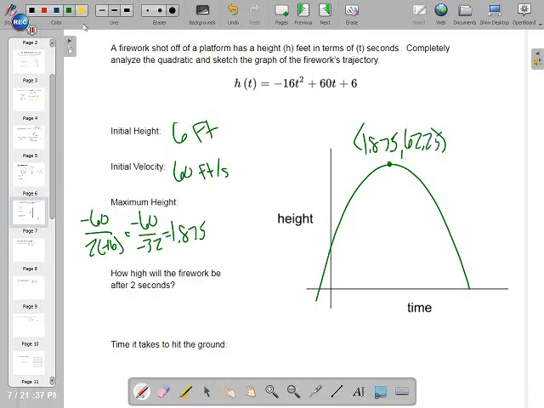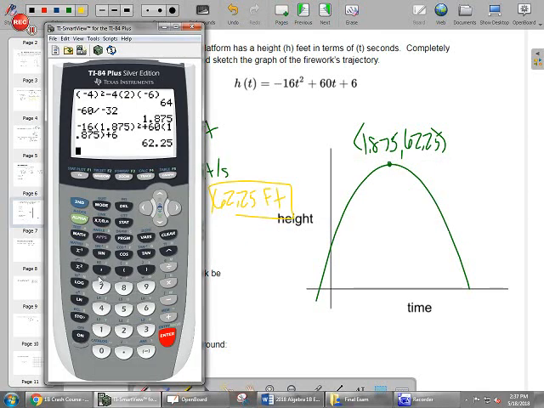So what is the maximum height? The maximum height is 62.25, and we're in feet again, so 62.25 feet. That's right there. That's the y-coordinate of the vertex. How high will the firework be after 2 seconds? So if this is 1.875, it's right about here somewhere. It's going to be a little bit below 62, but what I'm really asking you to find is h of 2. I'm giving you a time of 2 seconds.